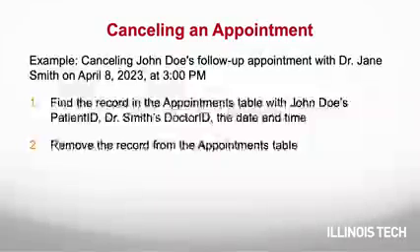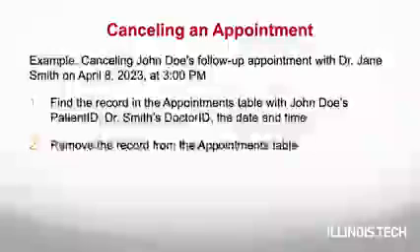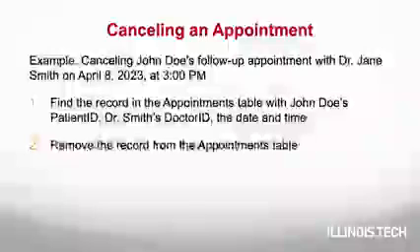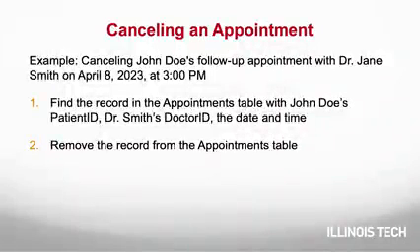Finally, talking about appointments, we might want to cancel an appointment. Well, canceling an appointment is very simple. Find the relevant record in the appointments table. Again, searching for John Doe's patient ID, Dr. Smith's doctor ID, the date and the time of the appointment that you want to cancel, and then remove that row from the table. Remove that record from the database, and the appointment has been canceled.